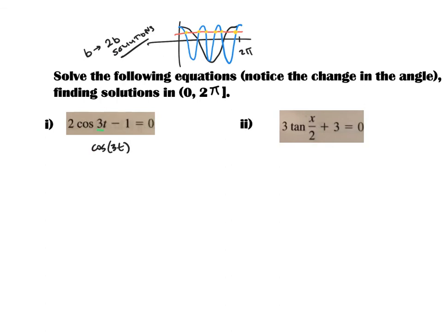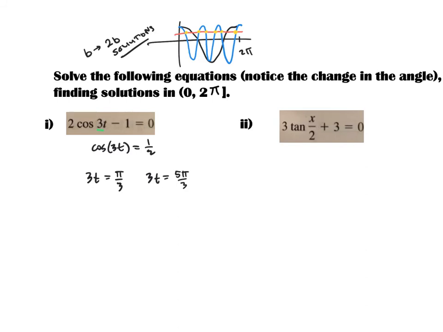Cosine of 3t would equal 1/2. Okay, so where is the cosine 1/2? Well, the cosine is 1/2, positive 1/2 in two locations. One of them is pi over 3, and one of them is 5 pi over 3.